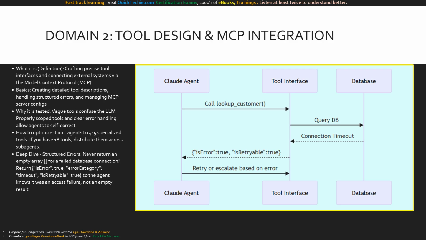You also need to know tool distribution. Giving a single agent 18 tools causes degraded selection quality. The correct architectural choice is to distribute them, about 4 to 5 tools per specialized subagent.